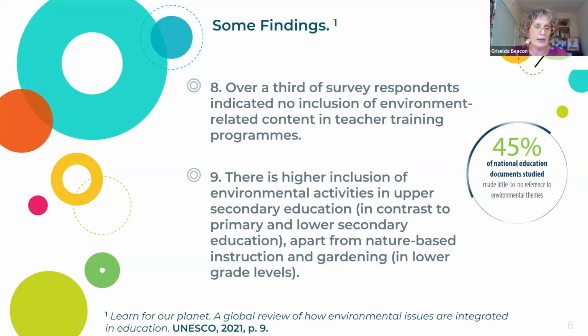There is this survey that was carried out by UNESCO in 2021, and these are some of the results. 45% of national education documents studied made little to no reference to environmental themes. Over a third of survey respondents indicated no inclusion of environment-related content in teacher training programs. And there is higher inclusion of environmental activities in upper secondary education, in contrast to primary and lower secondary education, apart from nature-based instruction and gardening in lower grades.